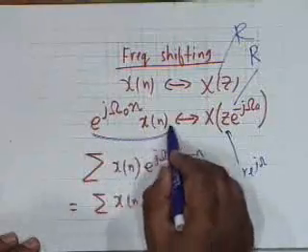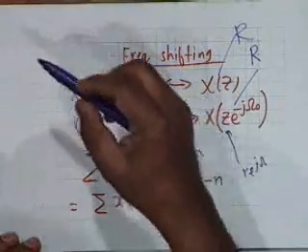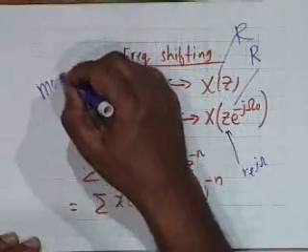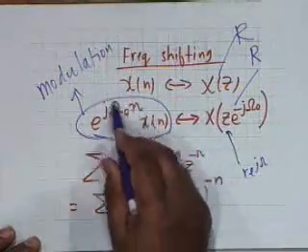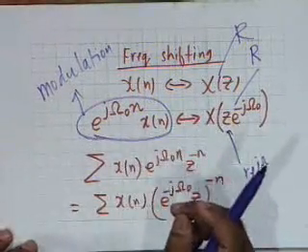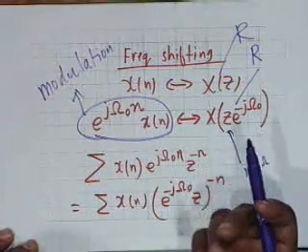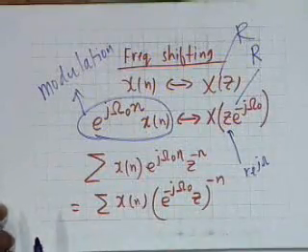Multiplying by a complex exponential is called the process of modulation, and therefore x of n is being modulated by the complex exponential. Actually, one does not multiply by a complex exponential, one multiplies by cosine or sine, which is a sum of two exponentials. And what happens in the Z transform is a rotation, a simple rotation.